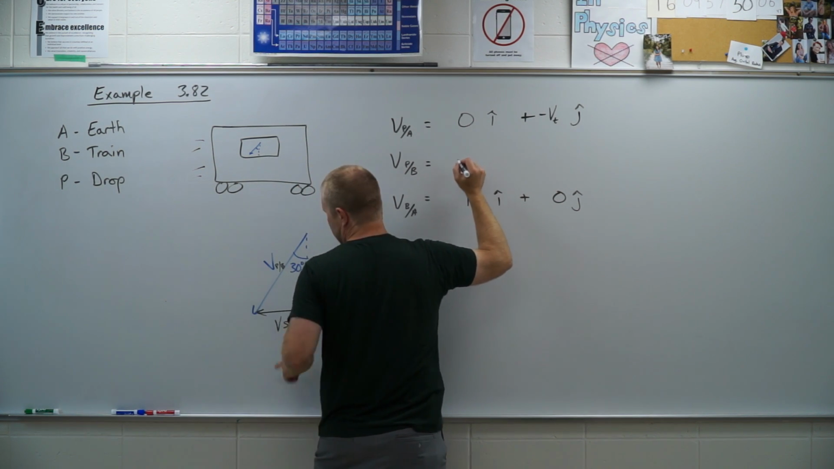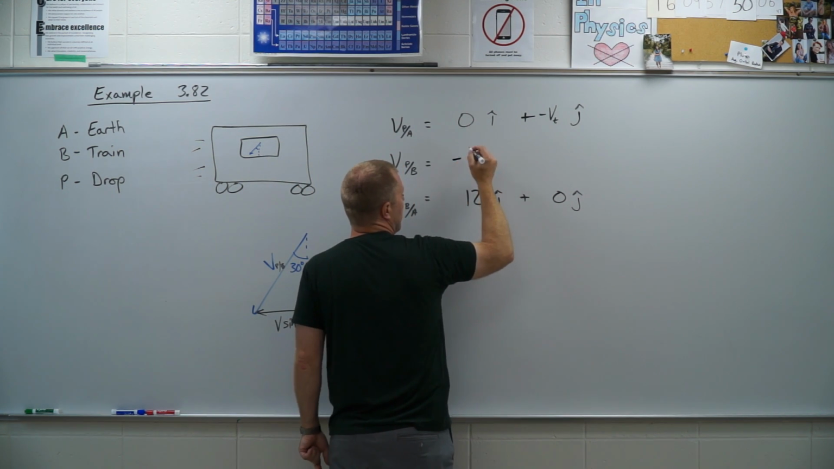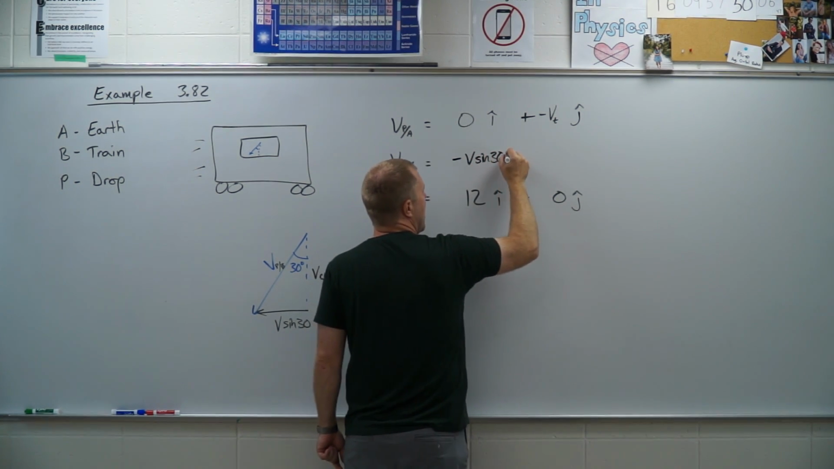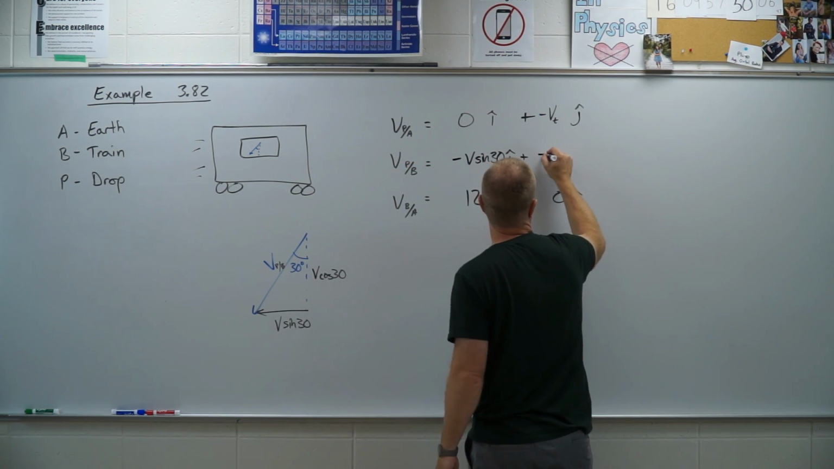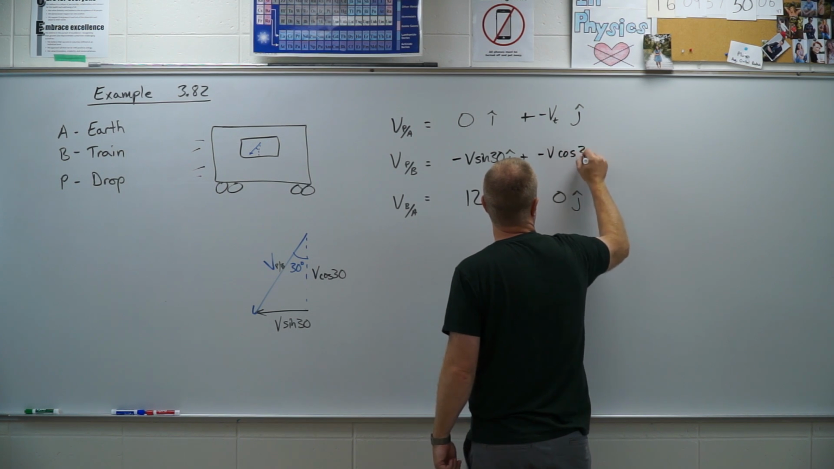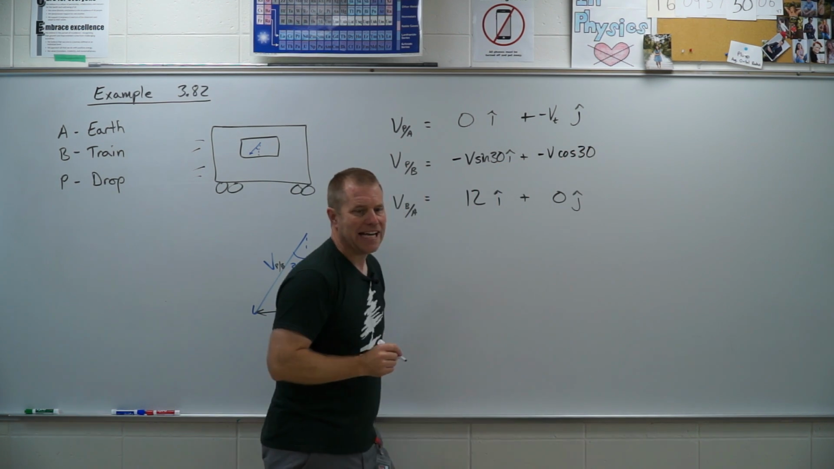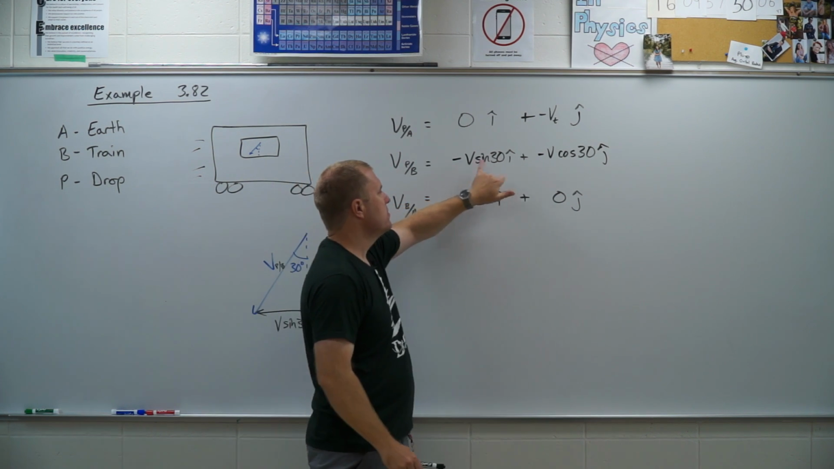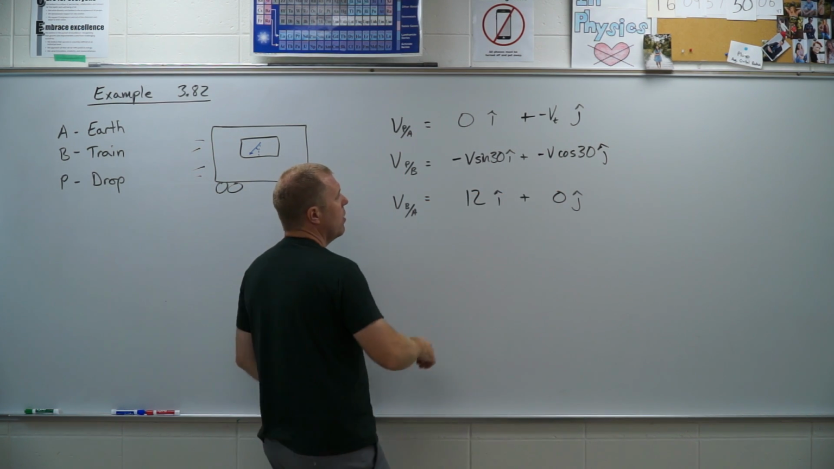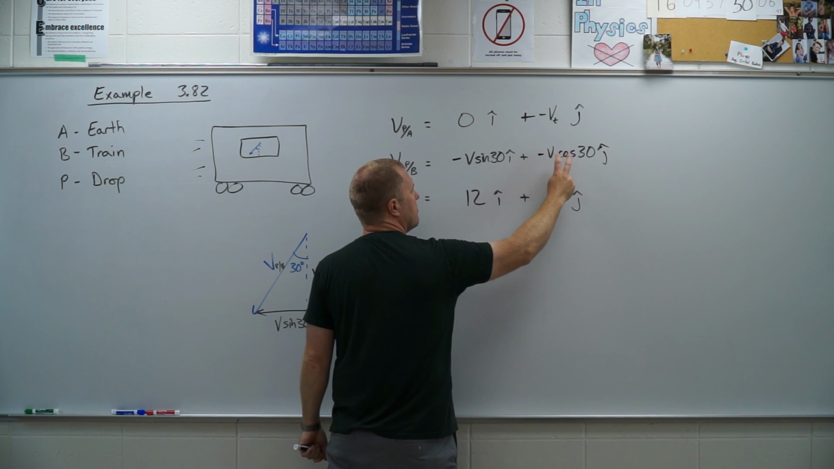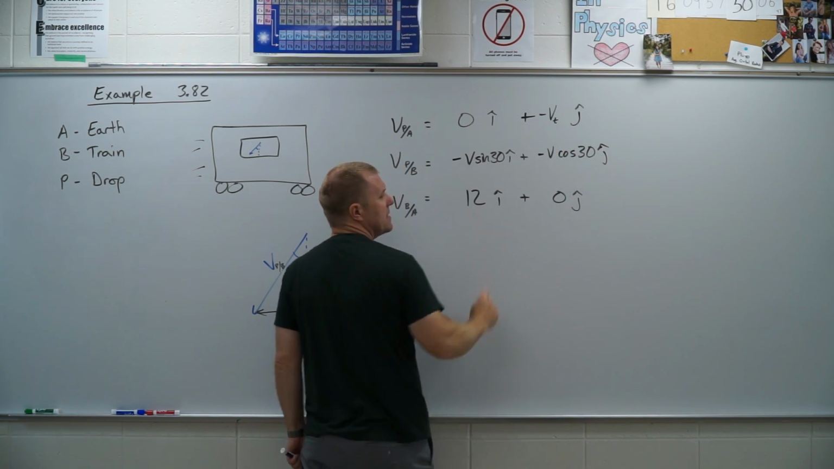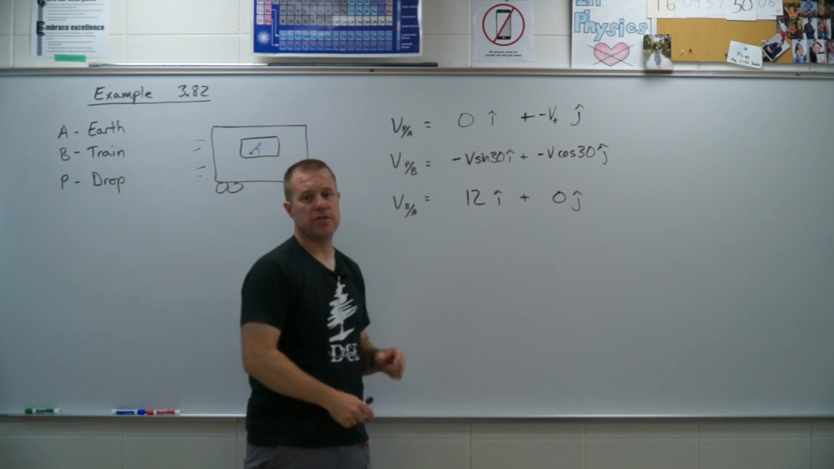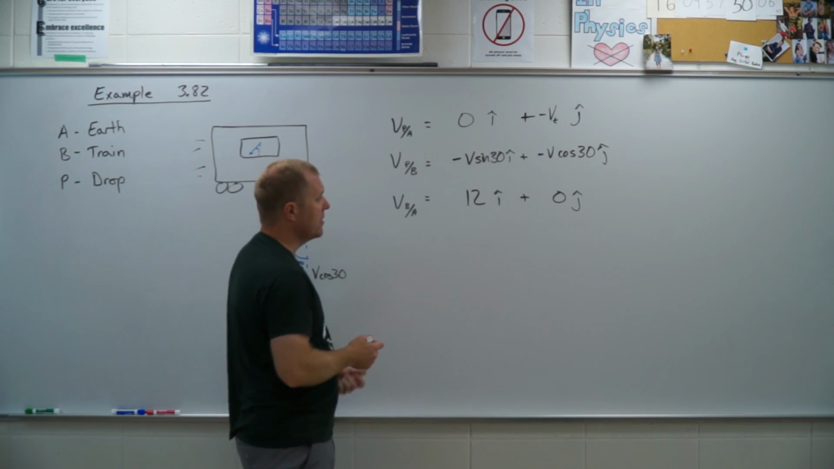We see that the raindrop is moving this direction relative to the train, so negative V sine 30 i hat, plus it's moving down, so negative V cosine 30 j hat. So we're going to try to find this V, because that will tell me the horizontal and vertical components, and these are the four parts they want me to find for this raindrop. Let's go ahead and start solving for that.